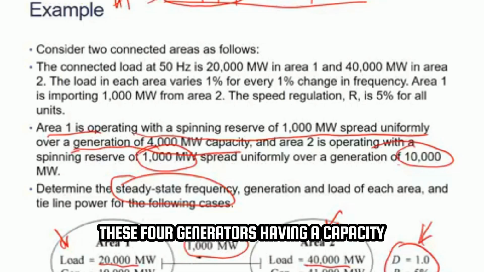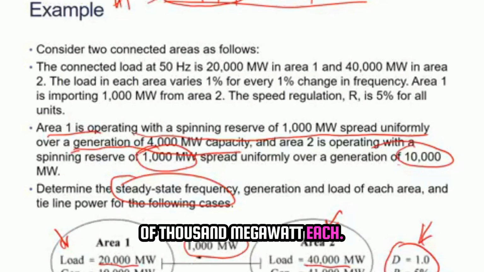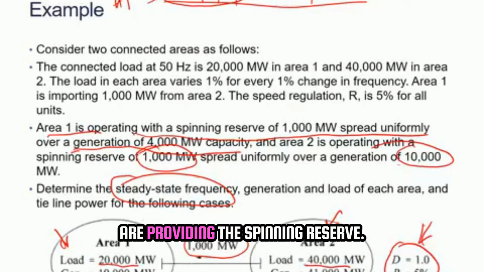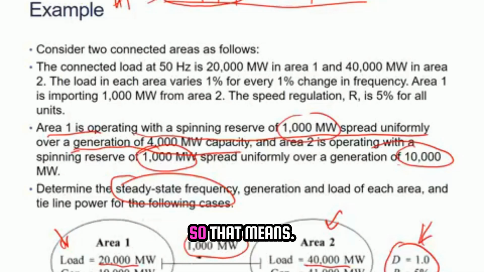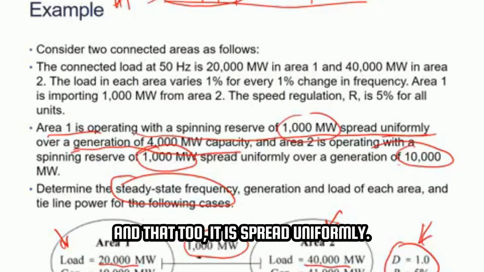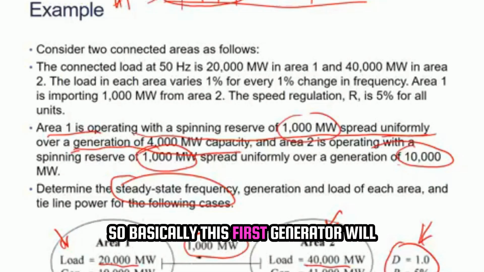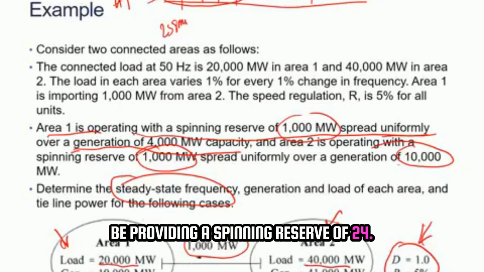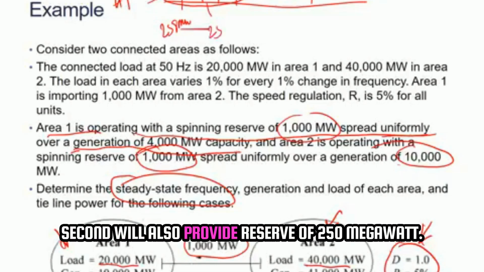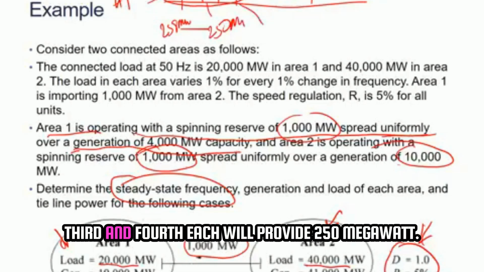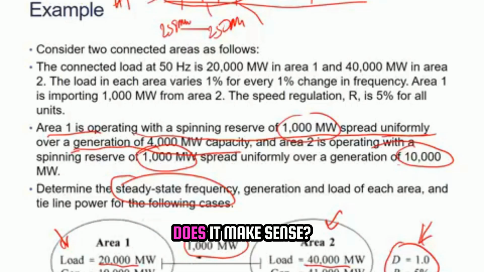These four generators having a capacity of 1000 megawatt each, so total it is 4000 megawatt, and only these four generators are providing the spinning reserve, and that too of 1000 megawatt only. And that too it is spread uniformly. So basically this first generator will be providing a spinning reserve of 250 megawatt, second will also provide reserve of 250 megawatt, third and fourth each will provide 250 megawatt. Does it make sense?